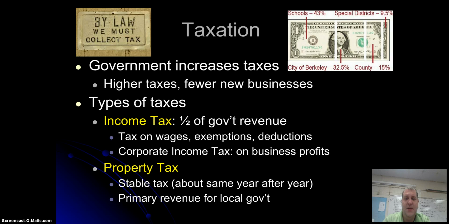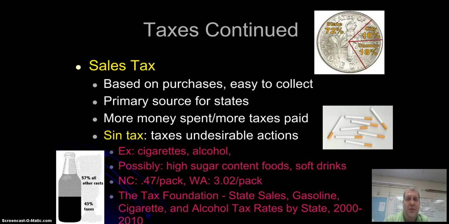Property tax is a stable tax, about the same year after year, unless they come up with something. They do adjust for rates of inflation from time to time, and this is a primary revenue for local government. This is sort of like, for those of you who have cars already, you have to go get your little sticker that says the year on it. You have to pay your property tax on your car before you're able to get that sticker, and that tax you pay down here at Newton, or you can send in a check if you do it on time.